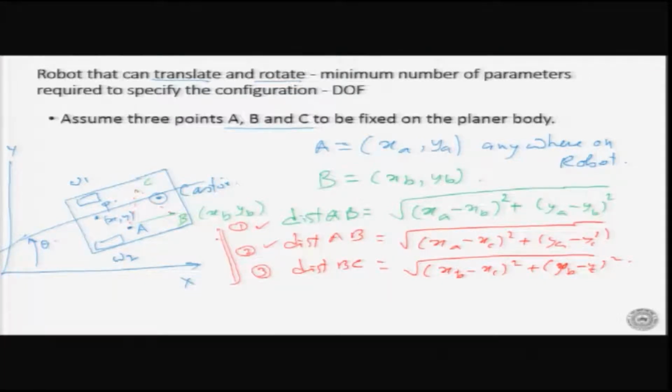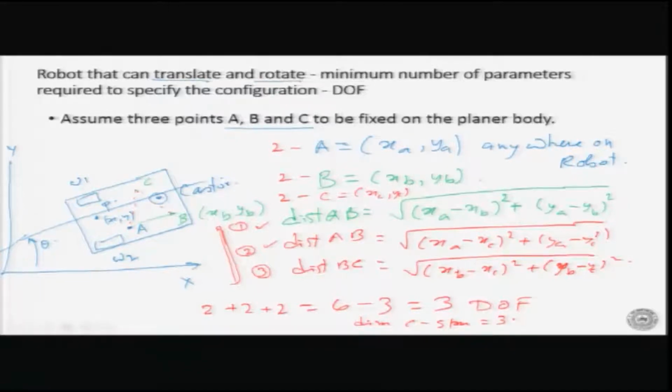Now, each of A, B, and C had 2 parameters each, x and y, which we have seen why it is 2. So, this was 2, this was 2, and this was 2. Total we have 2 plus 2 plus 2, which is equal to 6. But we have 3 constraints, so it becomes 6 minus 3, which is equal to 3. That means this body has 3 degrees of freedom, and the dimension of the C space of this is also equal to 3.